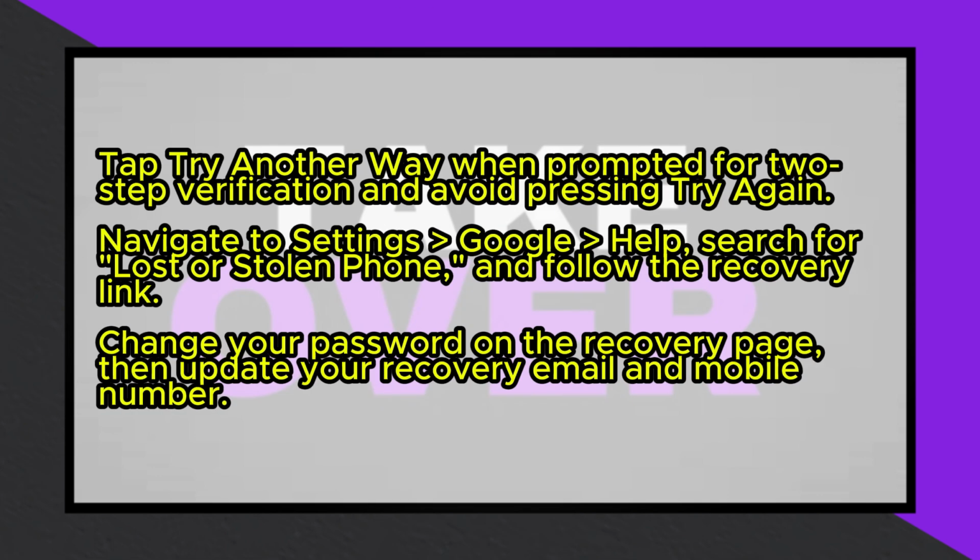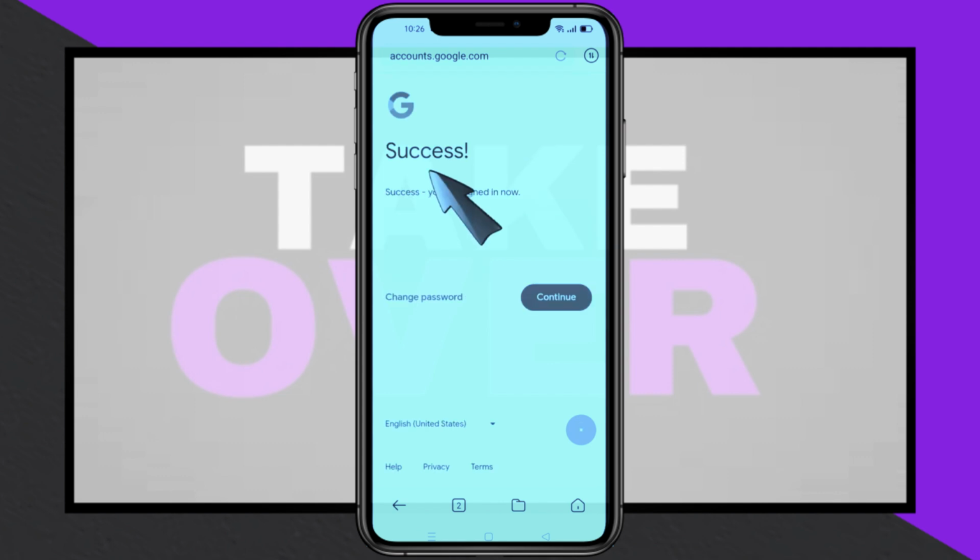account. Minimize and go to your phone settings Google. Tap the three dots in the top right corner and choose Help. Search for Lost or Stolen Phone and follow the recovery guide provided. Tap on the account recovery page link, which redirects you to the browser.